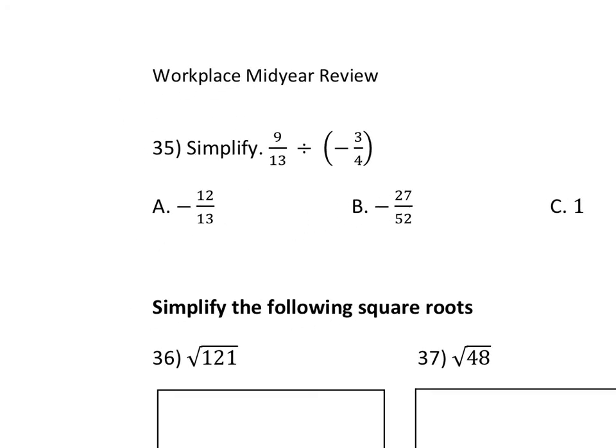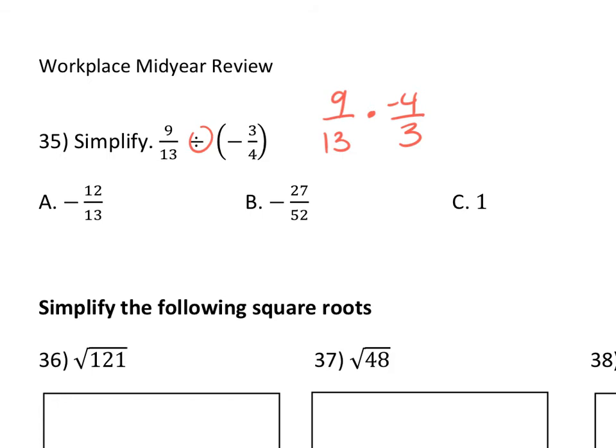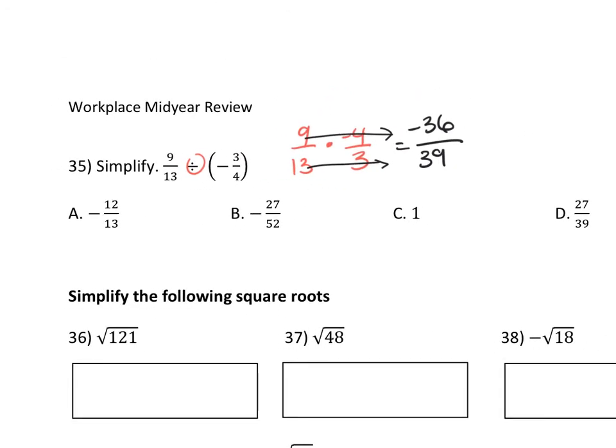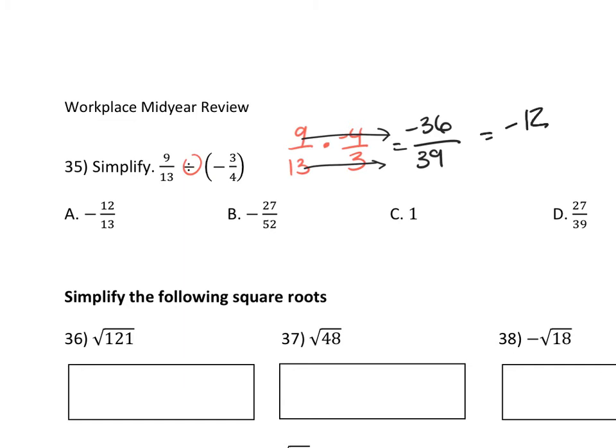All right, 35. Division. So keep our first one, change to multiplication, and flip. Then we multiply straight across. So 9 times a negative 4 is a negative 36. And 13 times 3 is 39. And let's see if we can reduce that any more. So you do negative 36 divided by 39 in your calculator, math, enter, enter, and you get negative 12 over 13, which is option A.